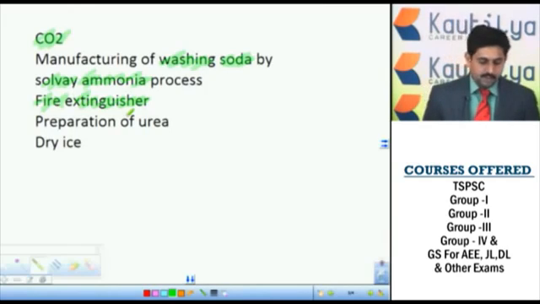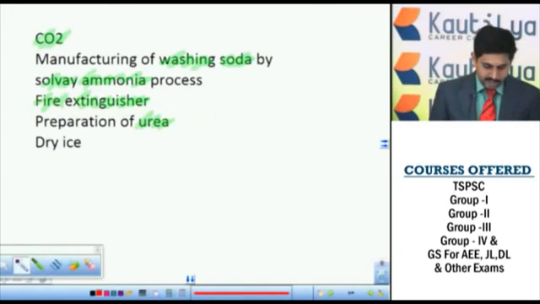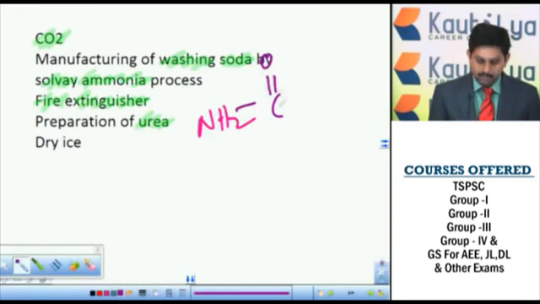So this is the best fire extinguisher. It will put out the fire, and it is useful for the preparation of urea. You know that the general formula for urea is NH2, C double bond O, NH2, right?